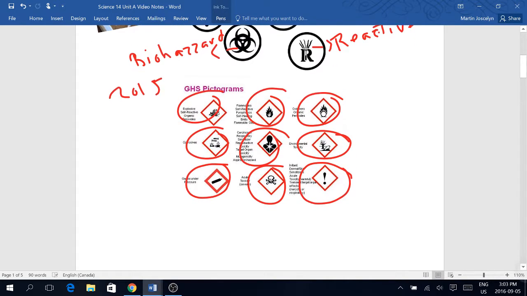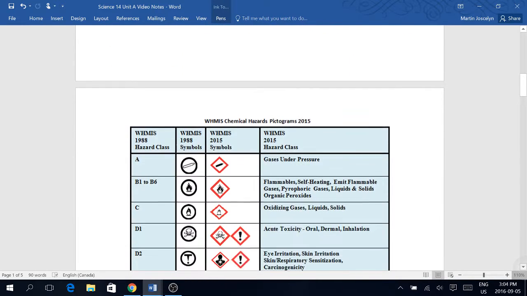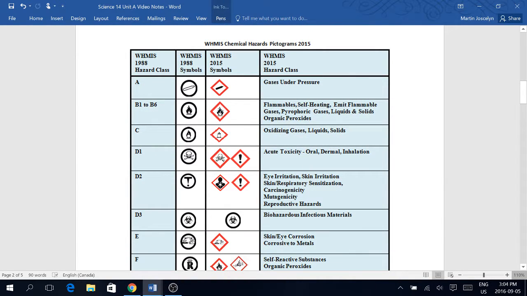So I have a chart here I can show you of your 1988 WHMIS symbols. So these are 1988 WHMIS symbols. And these are 2015, our new WHMIS symbols. So right now we're using both, but in a couple of years, all we're going to be using are these, our 2015 globally recognized symbols.